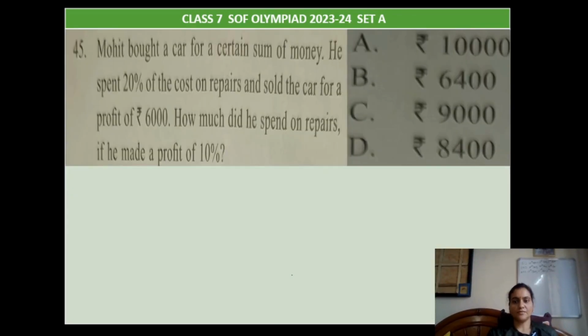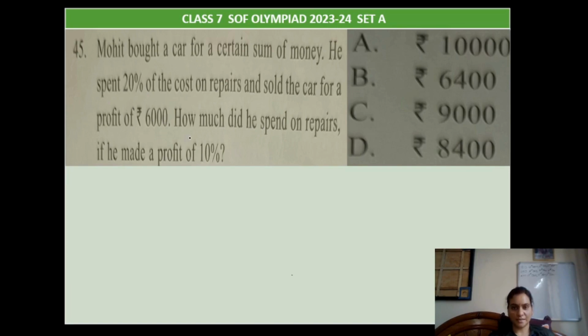Question number 45 says, Mohit bought a car for a certain sum of money. He spent 20% of the cost on repairs and sold the car for a profit of rupees 6,000. How much did he spend on repairs if he made a profit of 10%? So let the cost price of the car be rupees x. Then he has spent 20% of the cost on repair. So the cost increases now if he is spending some amount on repair.